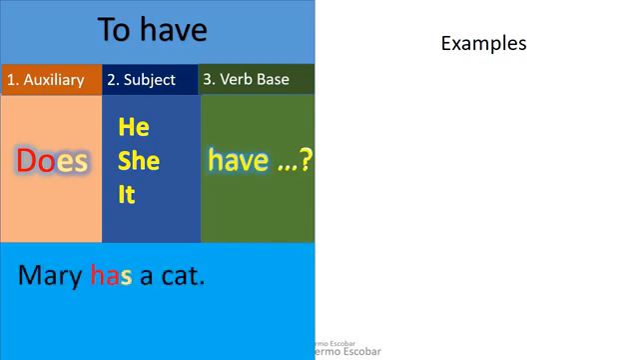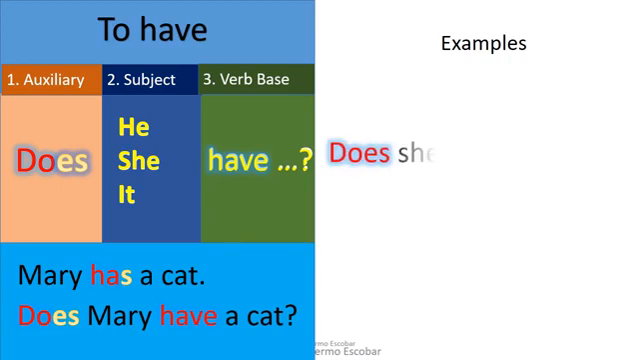Let's take a look at the affirmative sentence. Mary has a cat. Look, Mary is conjugated with has. In the question, we have: Does Mary have a cat? Two things happen here. The first one is we write the auxiliary does before the subject. And then we have the verb have in the base form, not has.